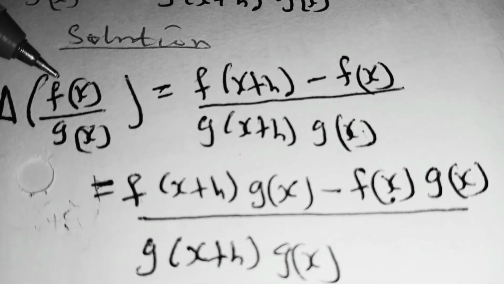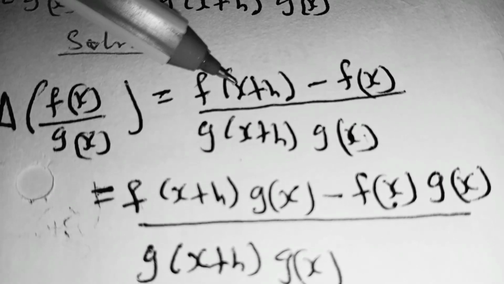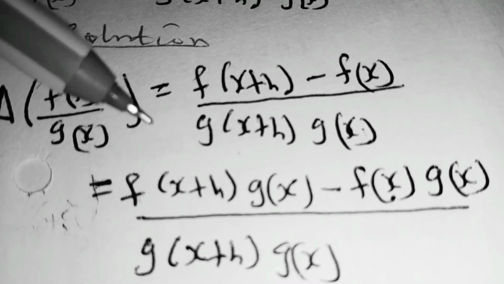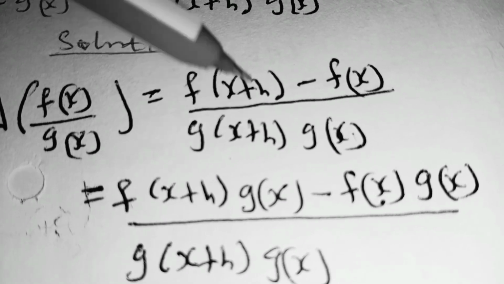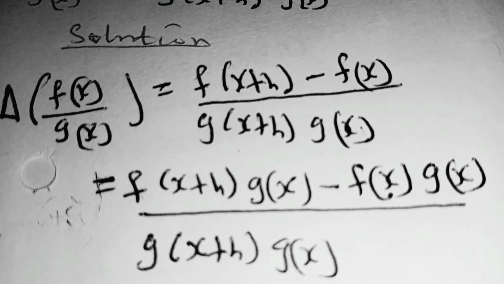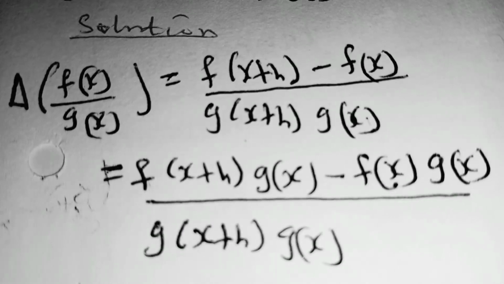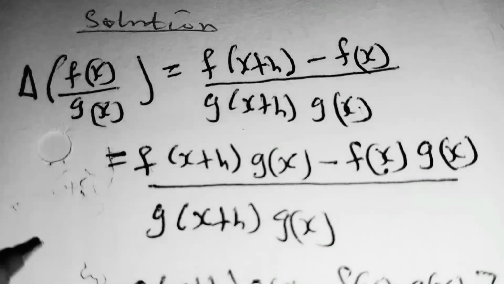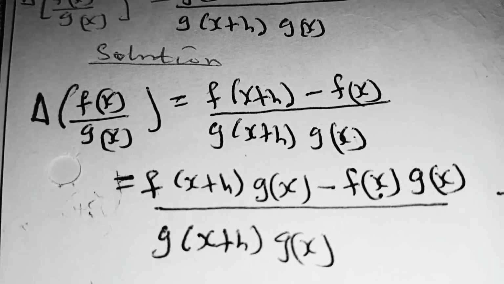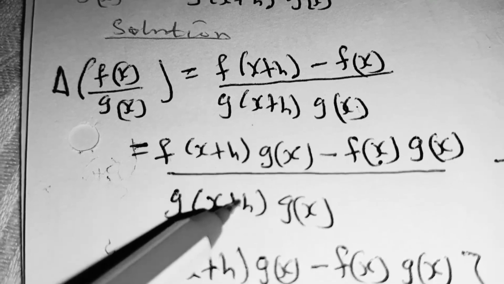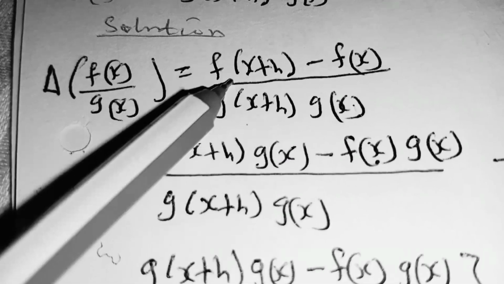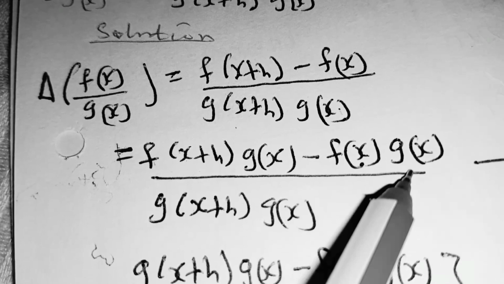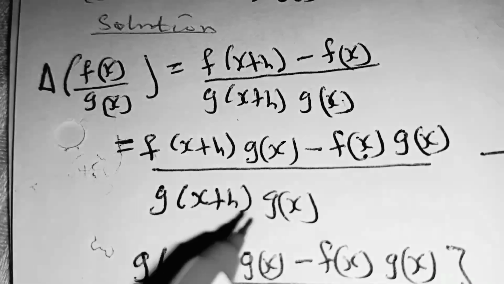expressing the one difference of f of x as f of x plus h minus f of x, divided by g of x plus h multiplied by g of x, as indicated there. Then we multiply the upper part with g of x and this other part with g of x. When you multiply here and here, the result is the same.